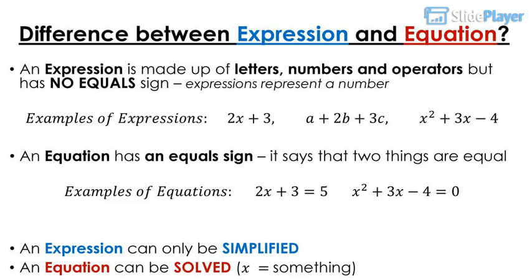An equation has an equal sign, it says that two things are equal. Examples of equations: 2x + 3 = 5, x² + 3x − 4 = 0. An expression can only be simplified. An equation can be solved, x equals something.